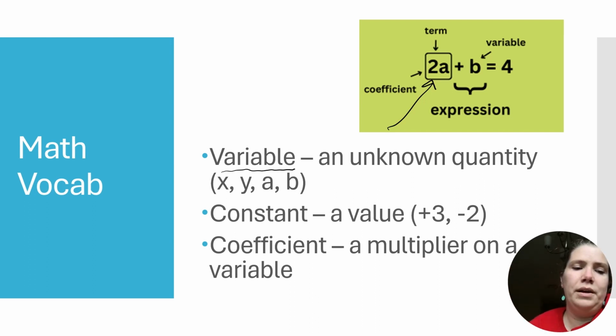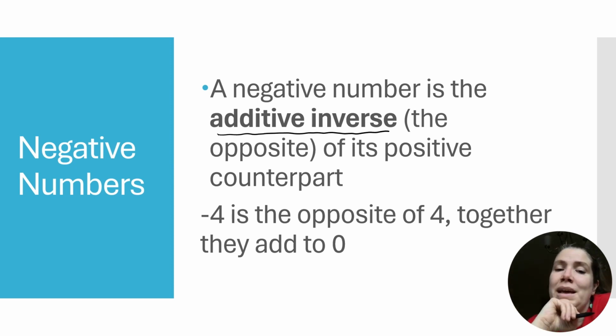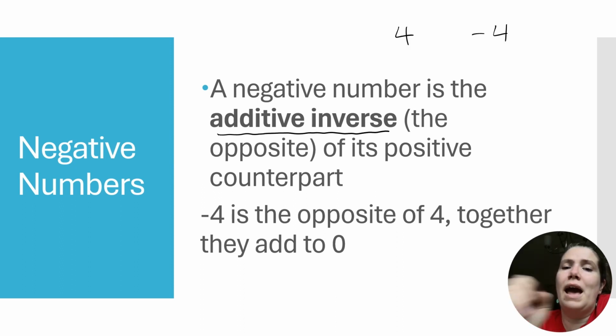Some more vocab. We will see inverses a lot as we go on in math, and the simplest version of an inverse is the additive inverse of something. It's just a fancy way to say the opposite. It's the thing that's going to get you added up to 0. So an additive inverse is whatever is going to make 0 when you add them together. So 4 and -4 are additive inverses of each other. They add up to 0 at the end.